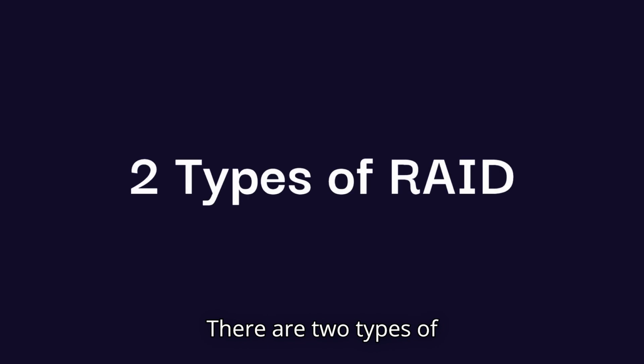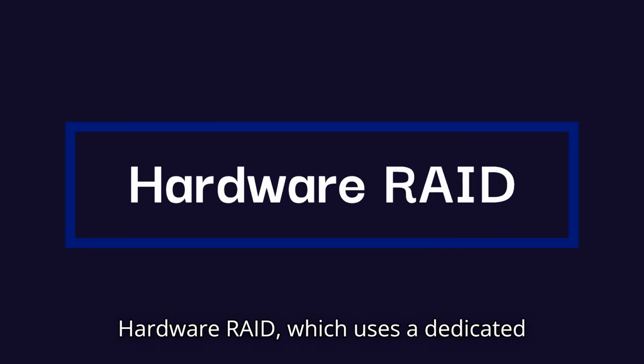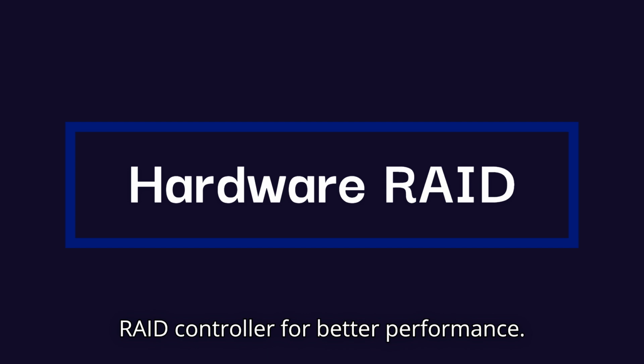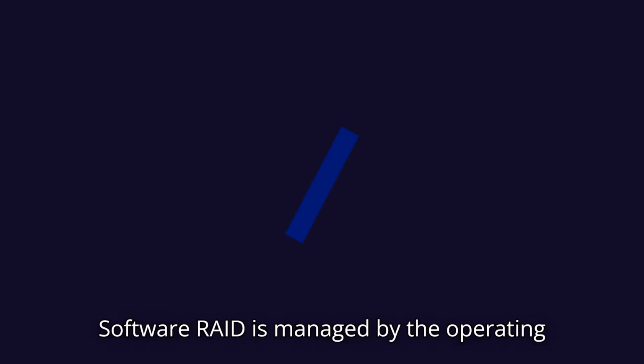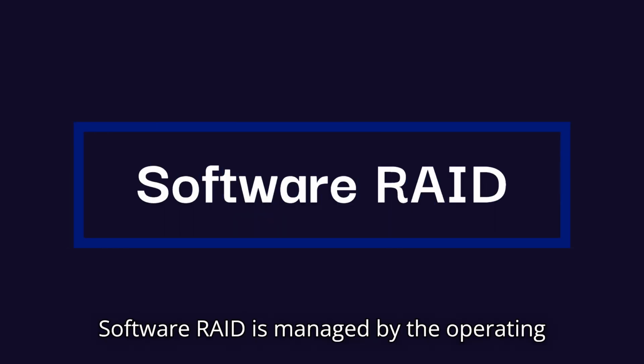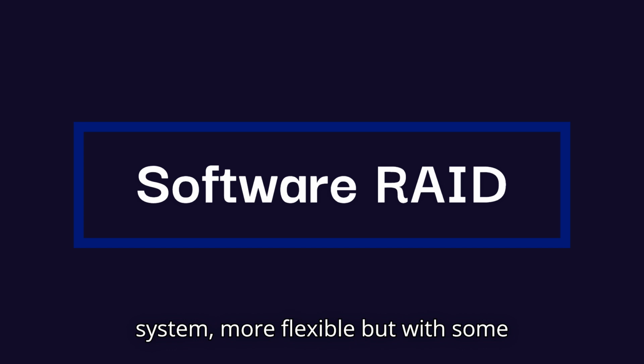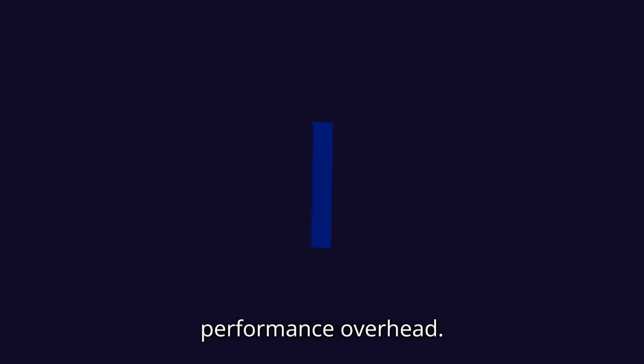There are two types of RAID: hardware RAID, which uses a dedicated RAID controller for better performance. Software RAID is managed by the operating system, more flexible but with some performance overhead.